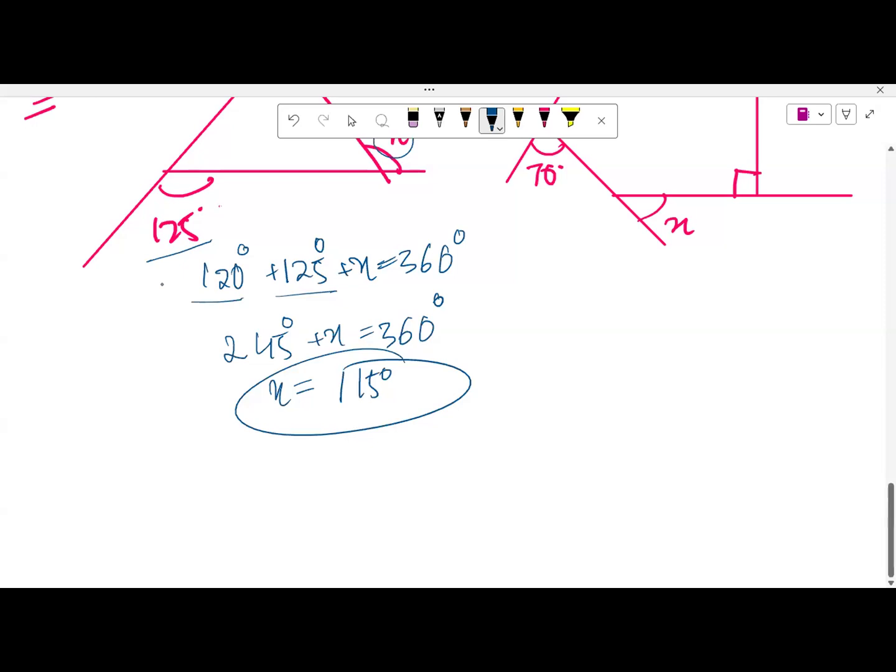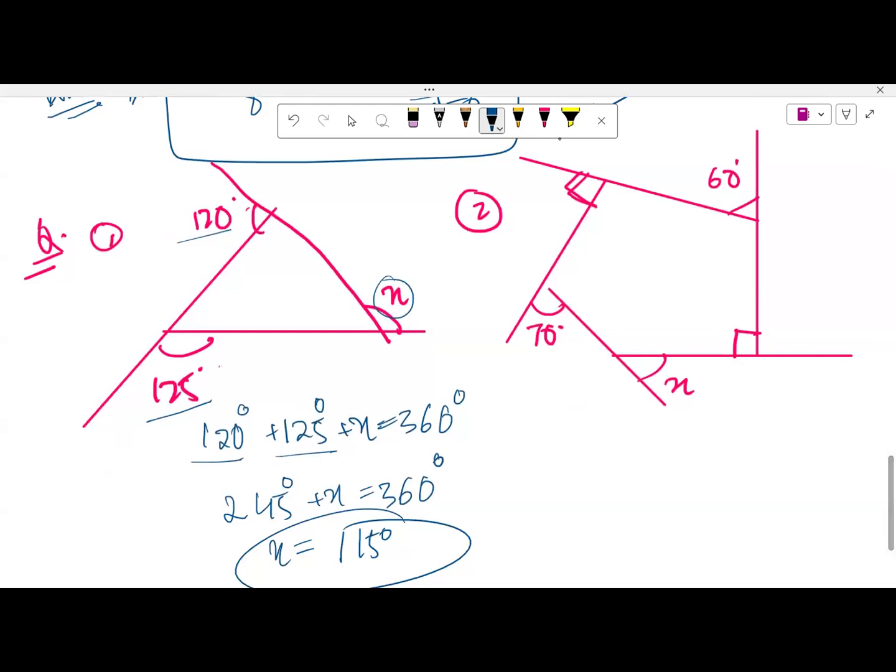Now we come to the next one. Here you have this is 90 degrees. So 90 plus x plus 70 plus 60. This is also 90 degrees, because adjacent angles are supplementary. Now that is also 90 degrees because adjacent angles are supplementary. Which is 90 degrees in the interior angle, but in the exterior angle it's 90 degrees, right?